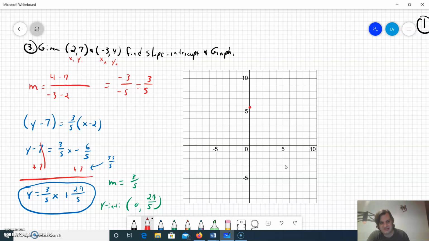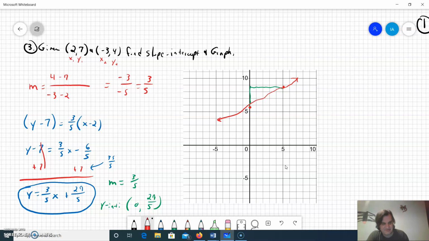below the 6 on the y-axis. And 3/5 means I would go up 3, 1, 2, 3, over 5, 1, 2, 3, 4, 5. Let's plot that point and make a graph. Not the best, since I'm freehanding.